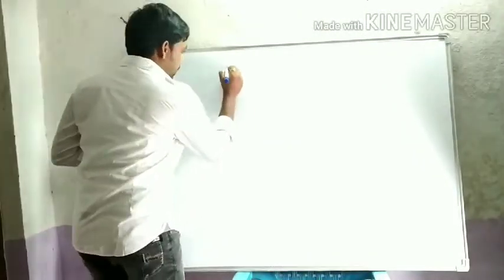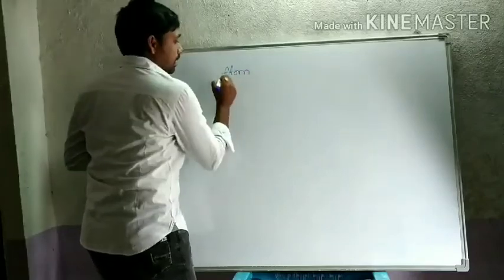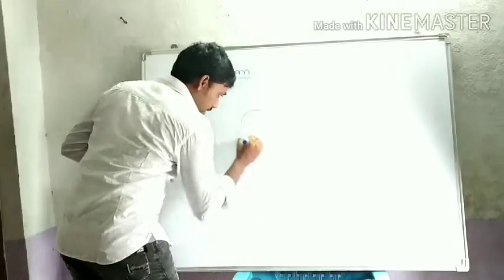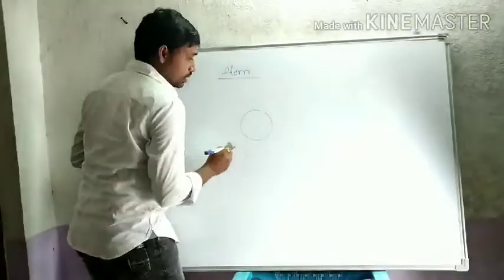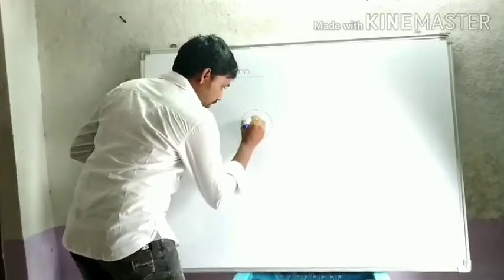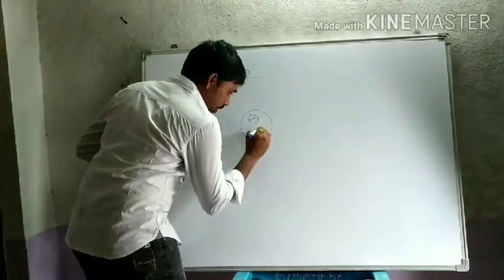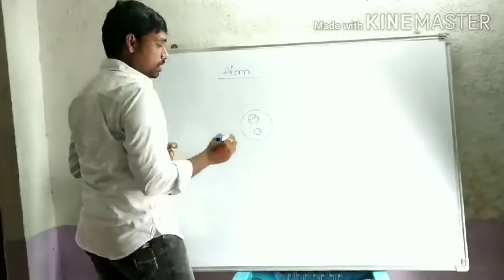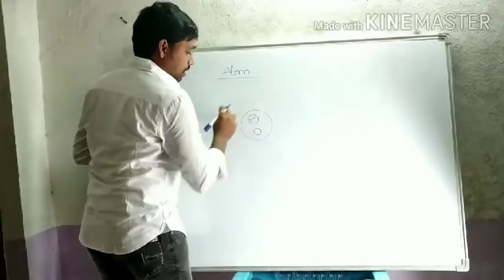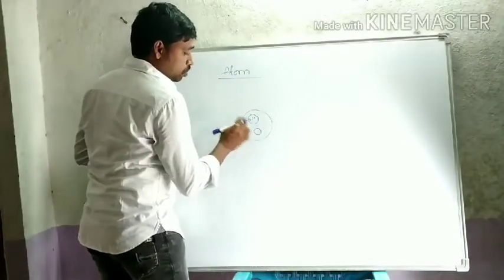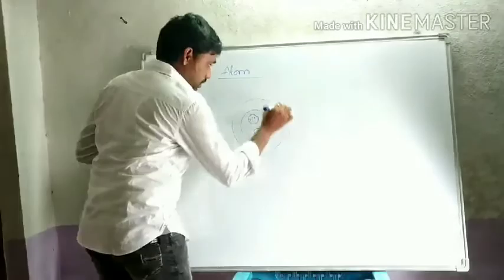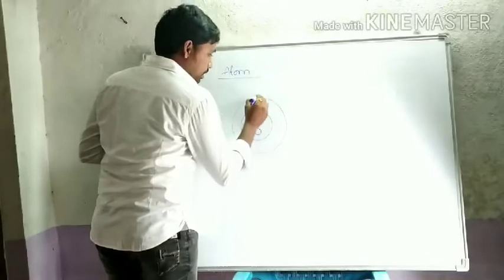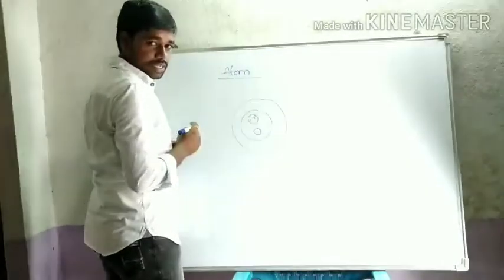Here, an atom is a very tiny particle. In the atom there is a nucleus. In the nucleus there are protons and neutrons. Protons are positively charged, neutrons have no charge. Around the nucleus there are shells, which we also call orbits. In the orbits, electrons revolve around it.